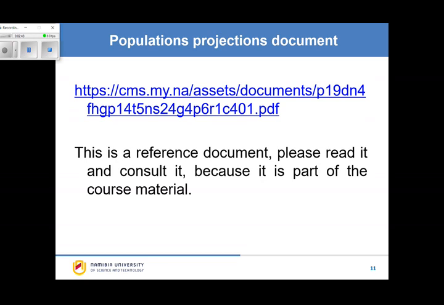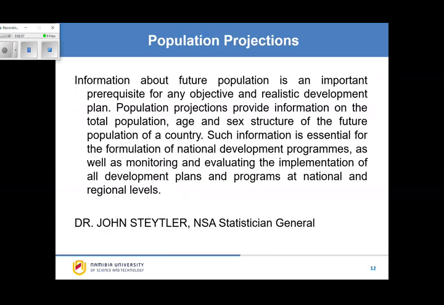So just open it, browse it, and you will, I think, get a lot of surprises in terms of how the country will be in 2041 or 2040. And this information is very important because it's essential to plan the development of the country. So basically, for example, to understand which type of infrastructure will be needed in 2030 or in 2040.